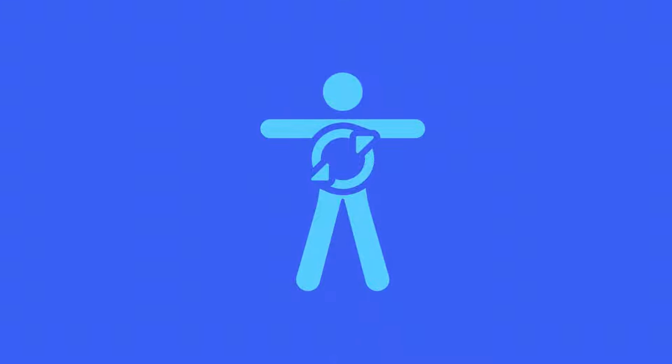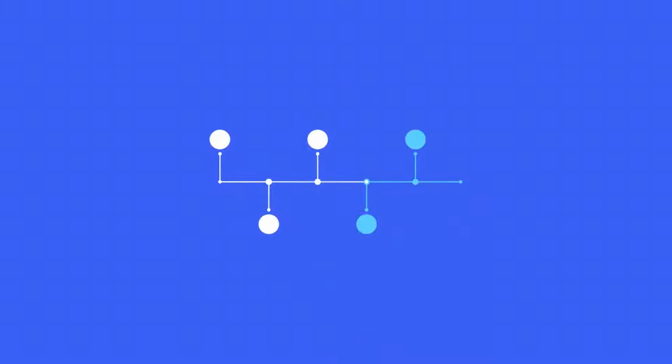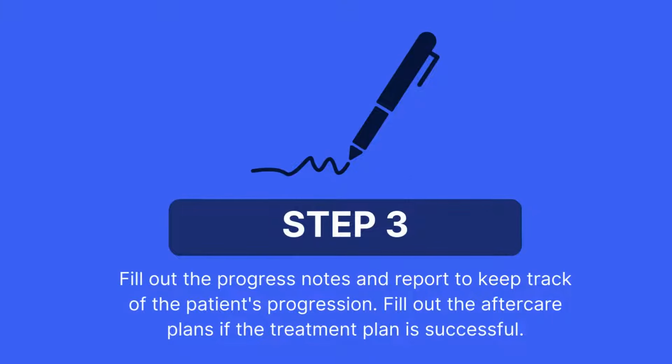Write down a timeline on how these interventions will be implemented throughout the following weeks. Lastly, fill out the progress notes and progress report to keep track of the patient's progression with their treatment plan. Fill out the aftercare plans for if the treatment plan is successful.